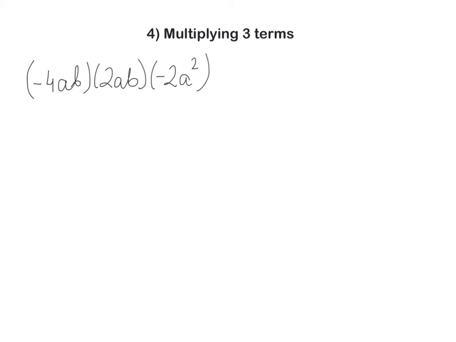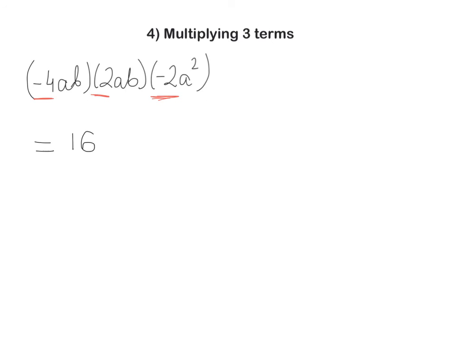And now multiplying 3 terms. So we've started multiplying 3 terms in the last slide. Now we have a and b and numbers. So we need to multiply minus 4ab by 4ab by minus 2a squared. So what's the rule? Number by number, letter by letter. So first of all the numbers. Minus 4 multiplied by 2 multiplied by minus 2. So we have negative by positive by negative. The answer is positive.